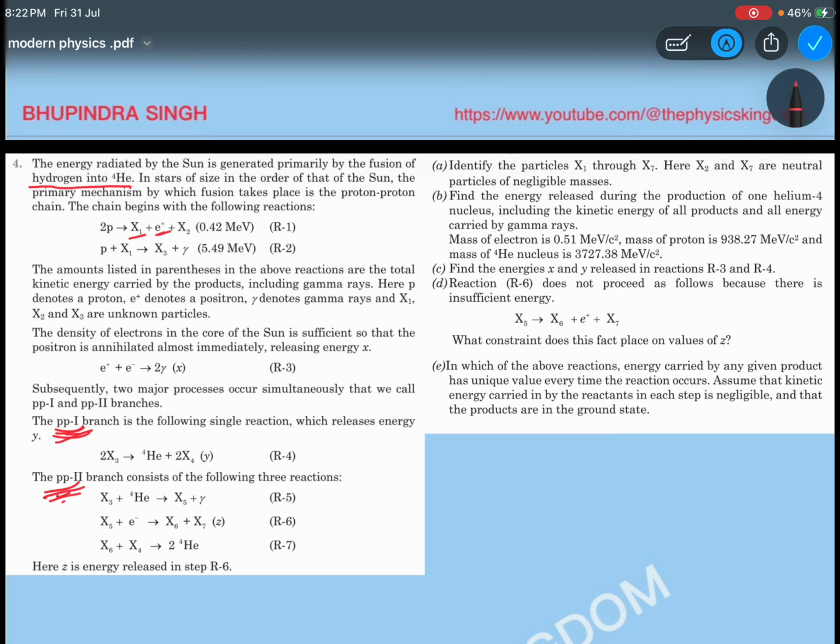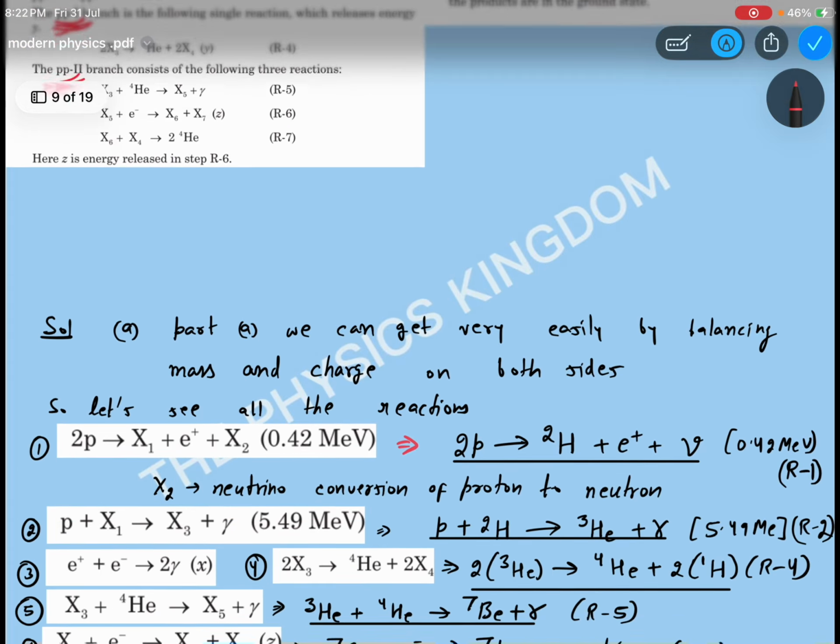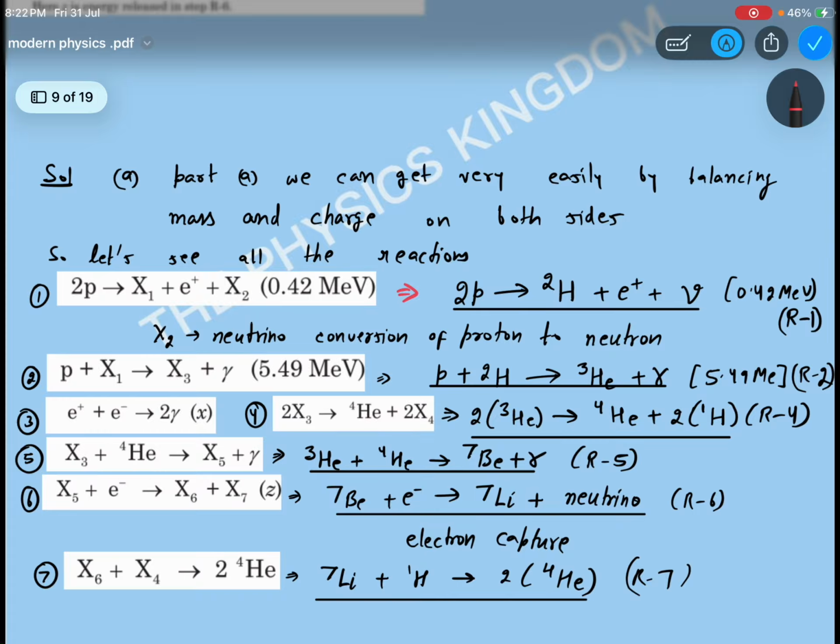Now in A part, we need to identify X1, X2, X7. So these particles we need to identify. So this can be simply done by charge and mass balance, right? How you are doing in chemistry. Okay, the same thing I also have done. Any mistake if I have done, then you can write in the comment section.